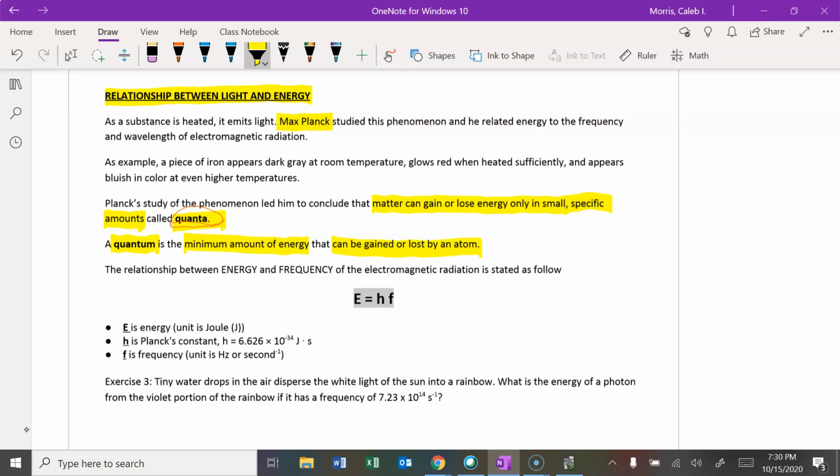So then he came up with this equation, or it's credited to him at least, the relationship between energy and frequency. And we have this thing called Planck's constant, which is 6.626 times 10 to the negative 34th. You don't have to memorize that. We're going to give that to you. But just be aware, anytime you see h, that is a constant. It's always going to be the same number, just like the speed of light.